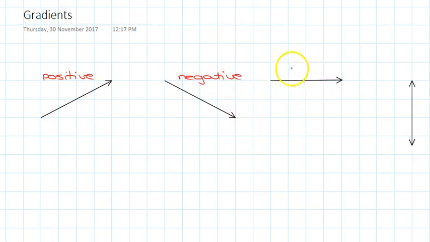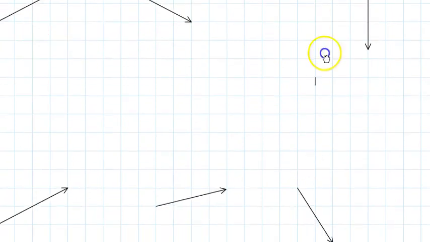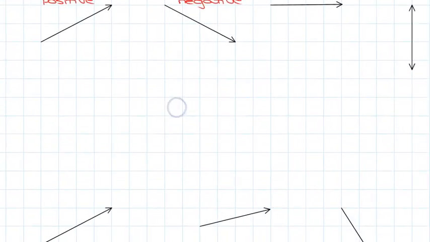This one is a zero gradient. It's flat, so it doesn't have any steepness at all. And this gradient, we would say, is undefined. Okay, you can't define the steepness of this line. Okay, so let's just have a look at how we work out the gradient.